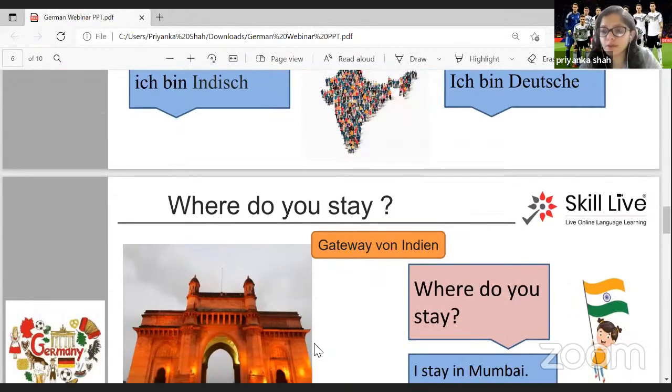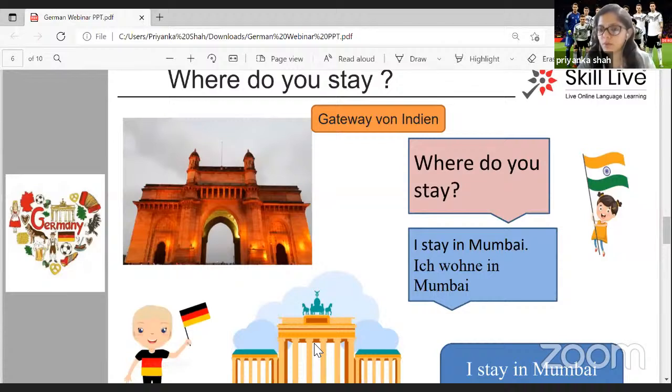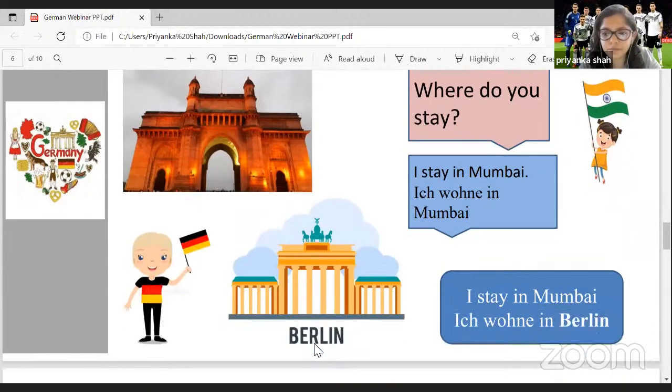Okay, then the next question for introduction is where do you stay? Right? You want to know that where that person stays. So how do we say, where do you stay? So I stay in Mumbai. So I will say, ich wohne in Mumbai. Ich wohne, wohne means to live, or to stay. So ich wohne in Mumbai. If you stay in Kolkata, then you can say, ich wohne in Kolkata.